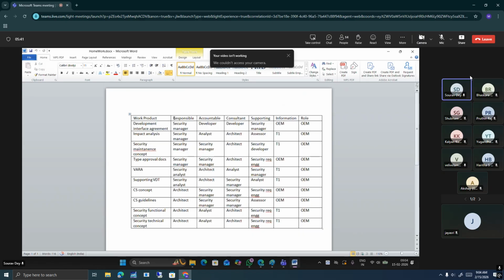Responsibilities, first one, your architect responsibility. Where, and what all work products have you kept? Technical concept, functional concept, PS guidelines, PS concept. That is the reason. Don't go outside the boundary of these 36 classes.